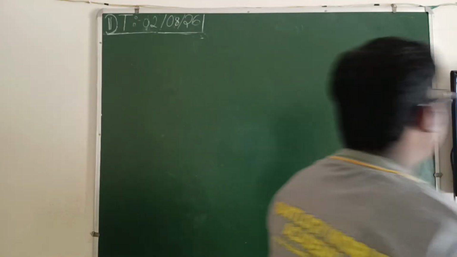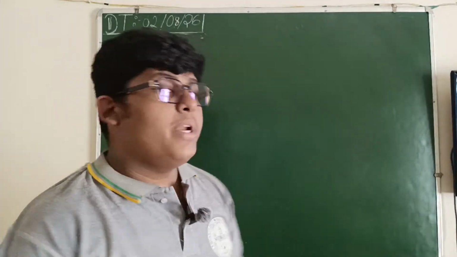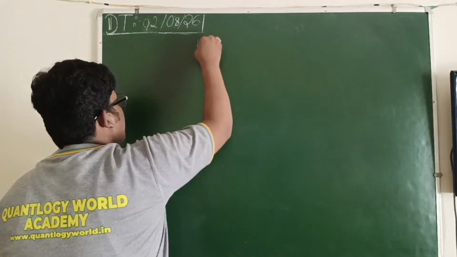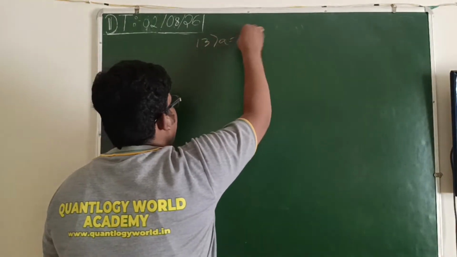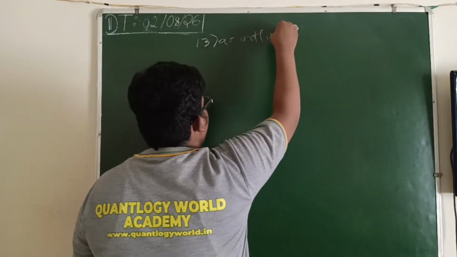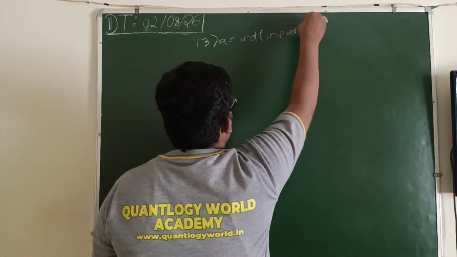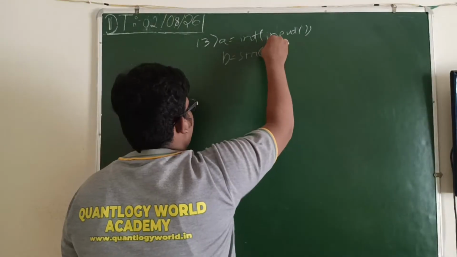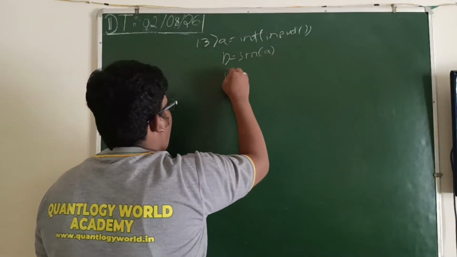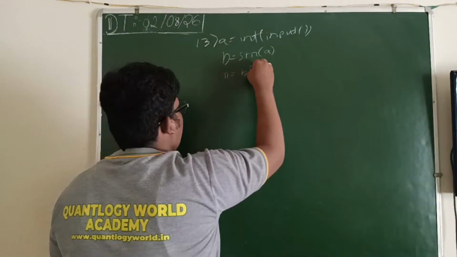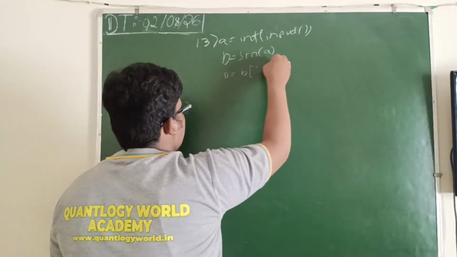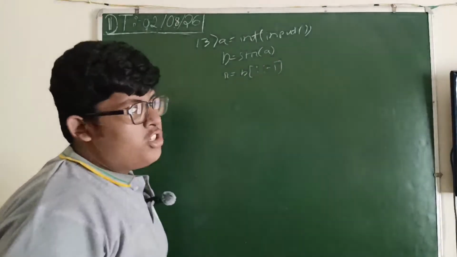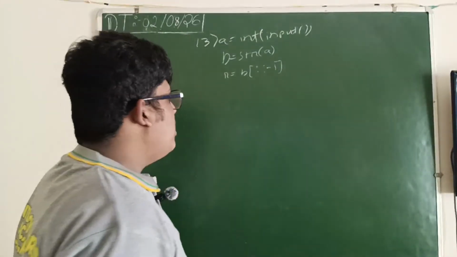Next is also a very easy program. Write a program to input a number and print its reverse. A equal to int input, b equal to str a, r equal to b inside square bracket double colon minus 1. With the help of indexing we will get the reverse of the string. Ultimately we are getting the reverse of the number.